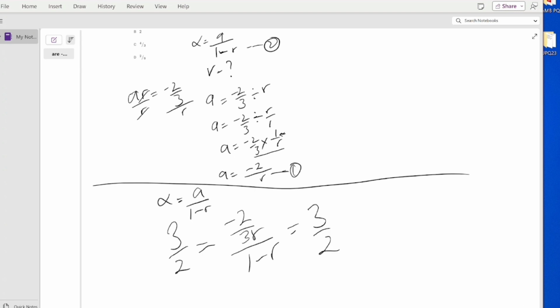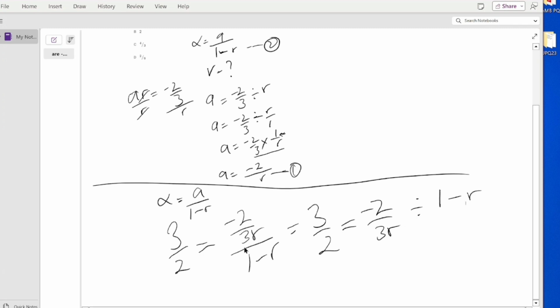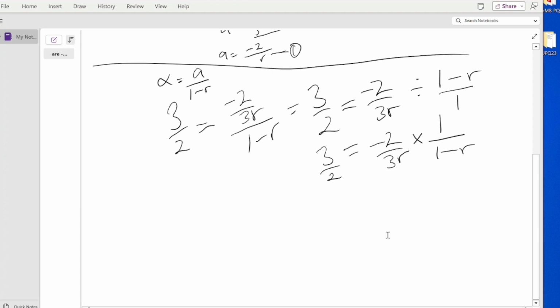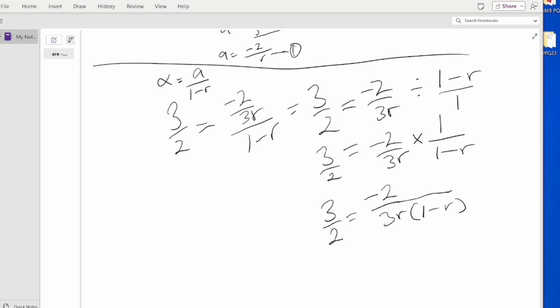So we'll solve down. 3 over 2 is equal to minus 2 over 3R divided by 1 minus R. We're still having 3 over 2 in front, equals minus 2 over 3R times, because this can be over 1, times 1 over 1 minus R. Then we'll have 3 over 2 equals minus 2 over 3R times 1 minus R, that's minus 2 times 1 is minus 2. We have 3 over 2 equals minus 2.